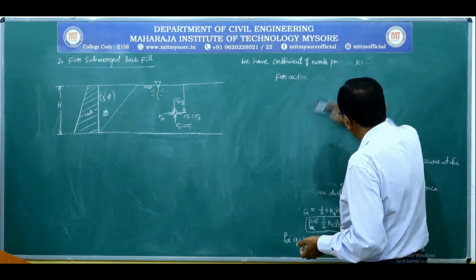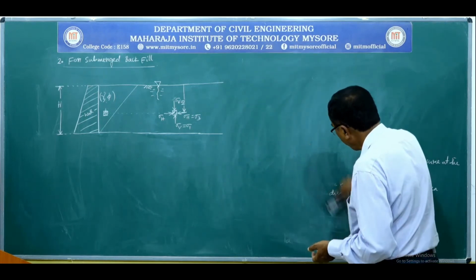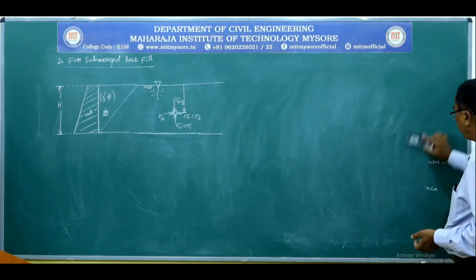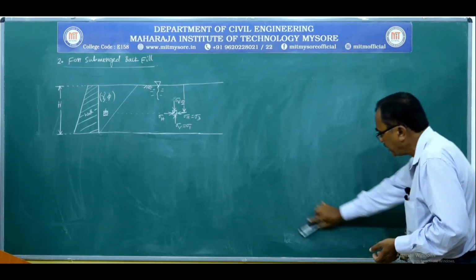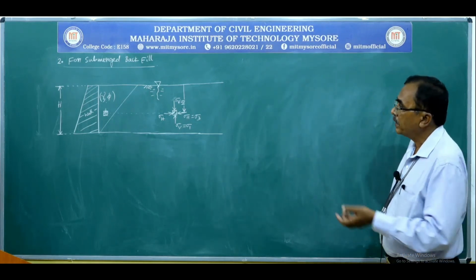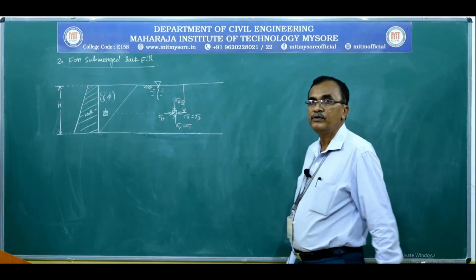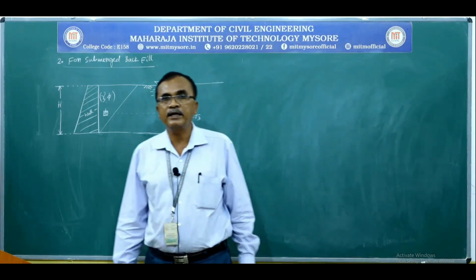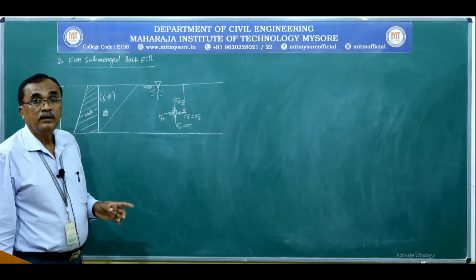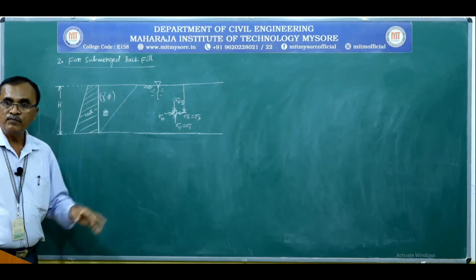So in the previous case, when the backfill is dry, we obtained the general expression for active earth pressure at a depth Z and at a depth H. At a depth Z, PA is equal to KA into gamma into Z, the general expression, and at a depth H, that is at the base of the wall, the active earth pressure PA is equal to KA into gamma into H.